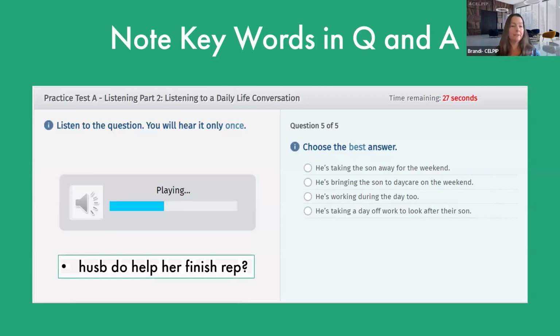So I don't know what you wrote. This is what I was able to scribble down. I typed it for you because my handwriting is awful. If I showed you what I actually wrote, you wouldn't be able to read it. But this to me made sense. So: husband do, help her finish report. It's most of the words, frankly, but that made sense to me. Again, your notes can be shorter than that, as long as you understand the basics of the question.